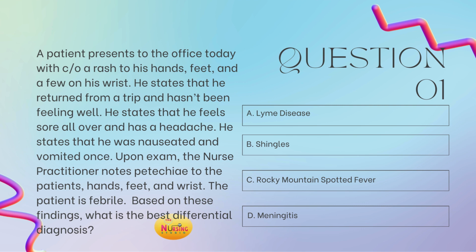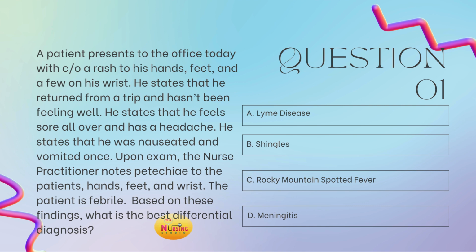So what does this sound like to you? You're starting to form in your mind what your differential diagnosis is. Is it A, Lyme disease? Well, no. Lyme disease's key identifier is that bullseye pattern rash, right? B, is it shingles? No. Shingles usually presents in a more dermatological pattern, right?